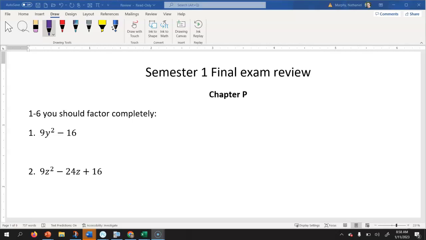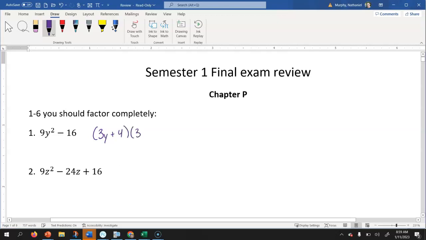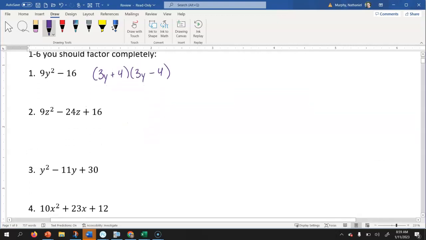All right, for number one here, we are just looking at factoring. So I notice that that's a difference of squares. Now remember, the first step to factoring is to always look for greatest common factor first. There isn't one here. So when we go to factor this down, this would be just 3y plus 4 times 3y minus 4.